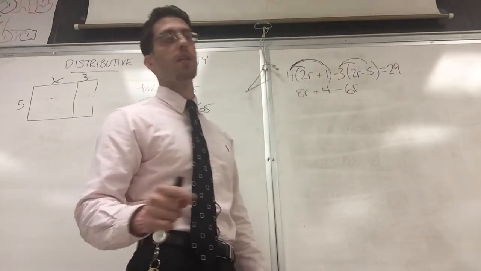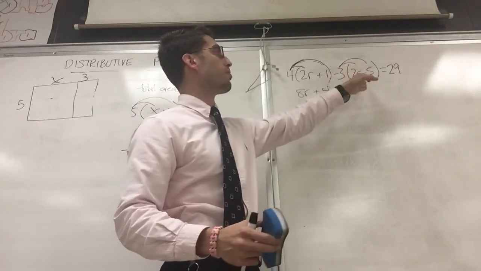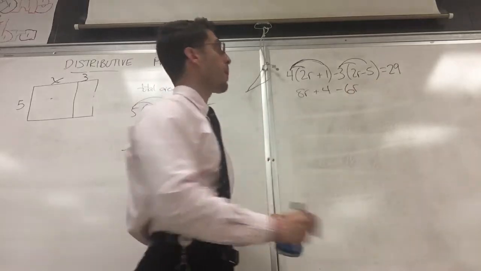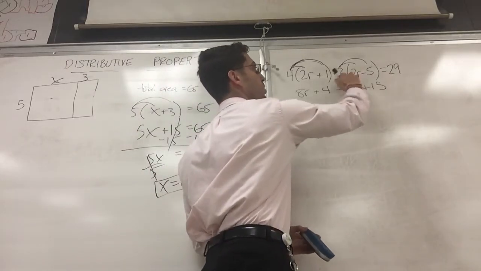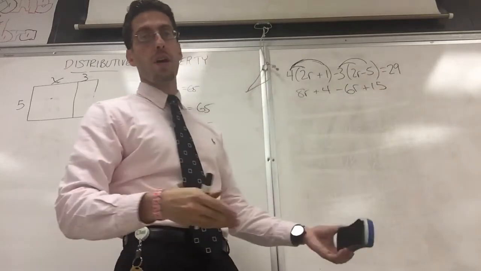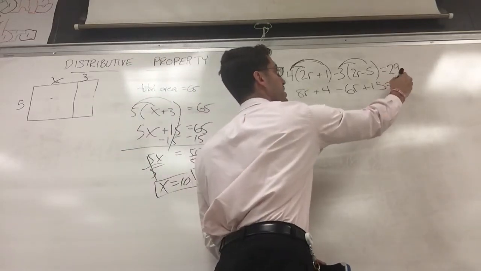-3 times -5. This is where everybody messes up. A negative times a negative is a positive. You have to switch that sign there. Plus 15. 3 times 5 is 15. Negative times negative, positive 15. Equals 29. That's the easiest part.